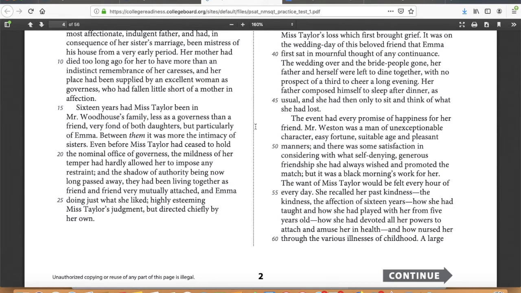Okay. Where was I reading from? From line 15. Sixteen years had Miss Taylor been in Mr. Woodhouse's family, less as a governess than a friend, very fond of both daughters, but particularly of Emma. Between them, it was more the intimacy of sisters. Even before Miss Taylor had ceased to hold the nominal office of governess, the mildness of her temper had hardly allowed her to impose any restraint, and the shadow of authority being now long passed away, they had been living together as friend and friend, very mutually attached, and Emma doing just what she liked, highly esteeming Miss Taylor's judgment, but directed chiefly by her own. Does that make sense, Caden?